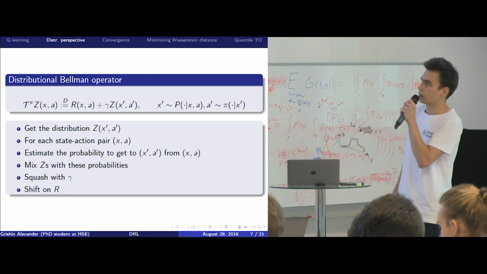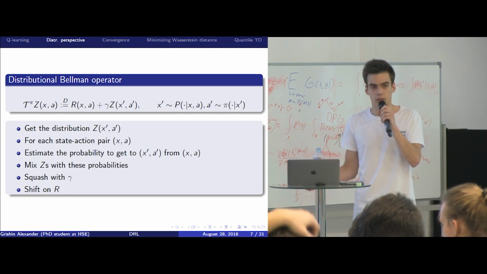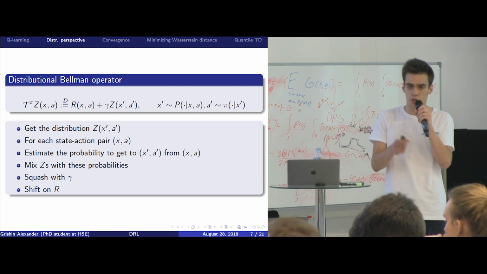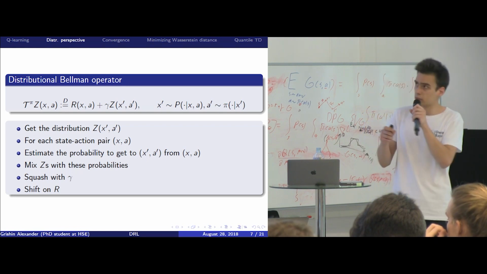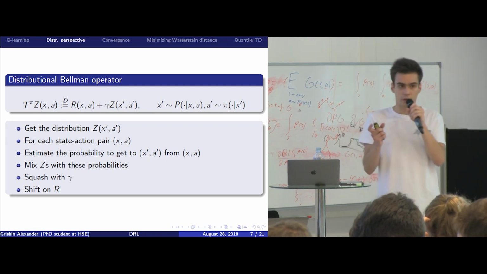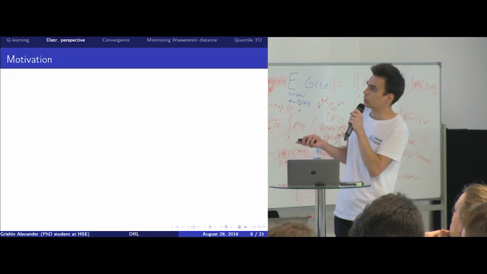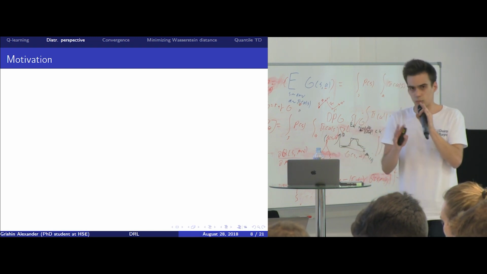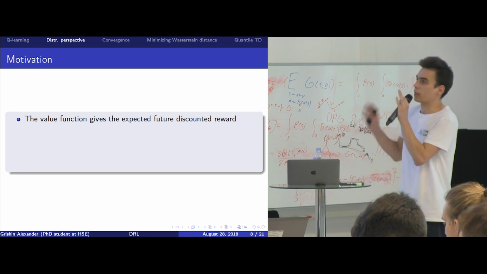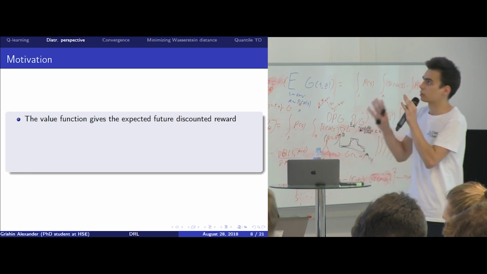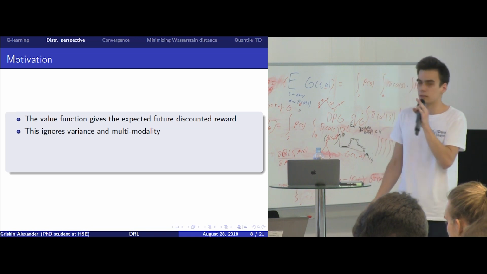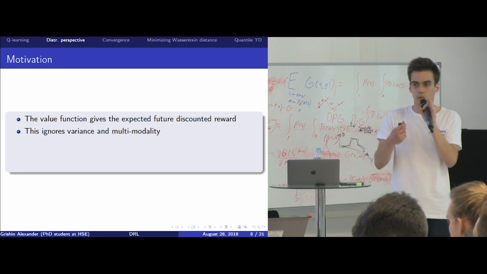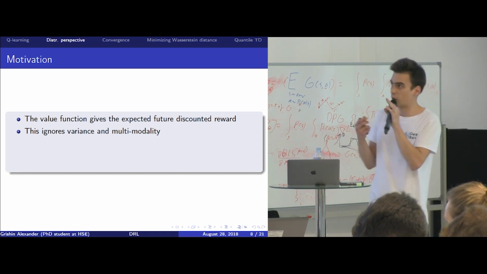We had value functions and Q-learning, which were based on the value functions and on the Bellman equations. Now we have value distributions and the distributional Bellman operator. So firstly, why should we do that at all? There are some reasons for that. For example, the value function gives us only the expected future discounted reward. So this completely ignores the variance and the multimodality of the reward given by the environment.